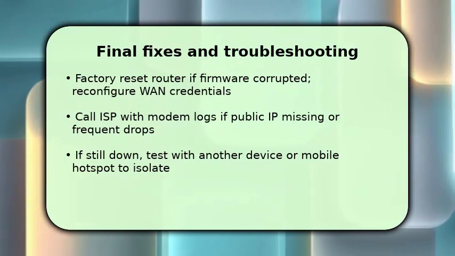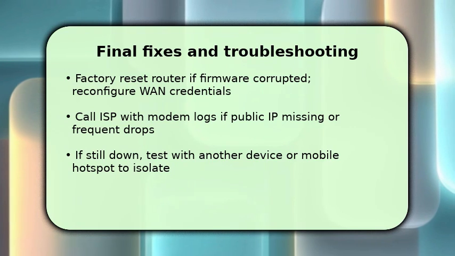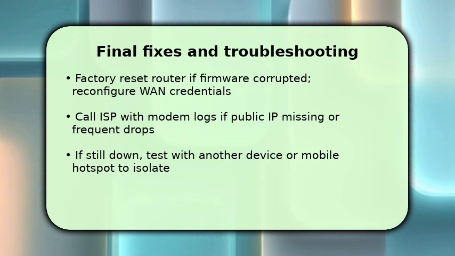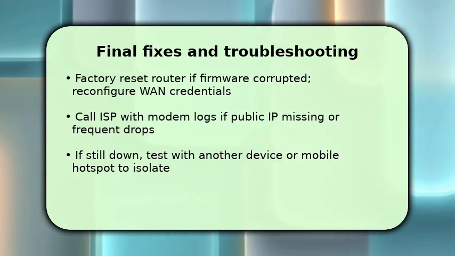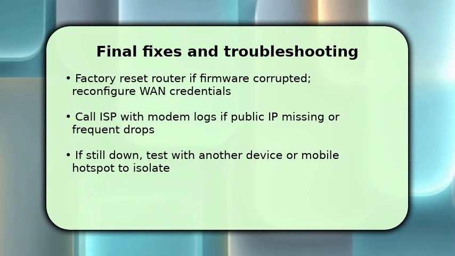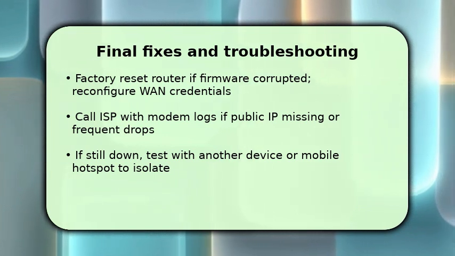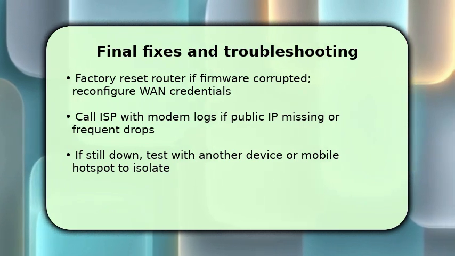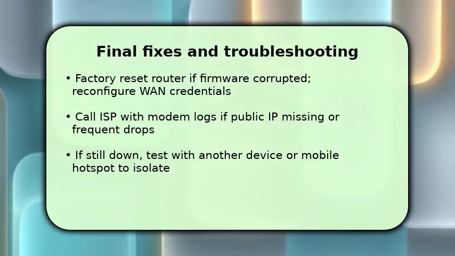If firmware or routing looks corrupted, perform a factory reset and reconfigure WAN credentials because misconfigurations persist across soft resets. If the router never acquires a public IP or connectivity drops repeatedly, gather modem logs and contact your ISP. They can test the line and provision the session.